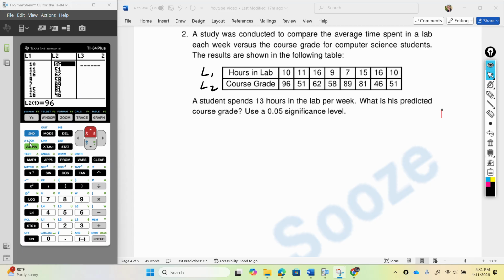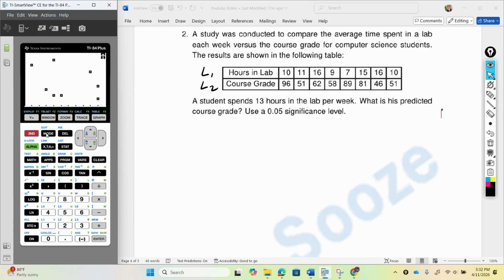Let's have a look at the scatter plot and see if we can get a feeling of where this is going. So I'm going to press second y equals, press enter, then press enter again because I want those plots on. Everything else is default. So I'm going to do zoom and then the number 9. No, I do not think that's showing any kind of a linear correlation. Okay, so my gut feeling is there's not going to be a linear correlation.